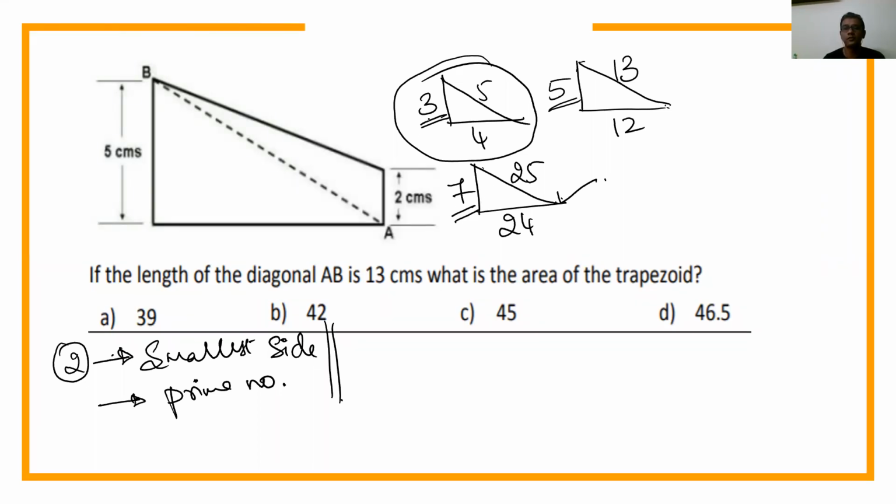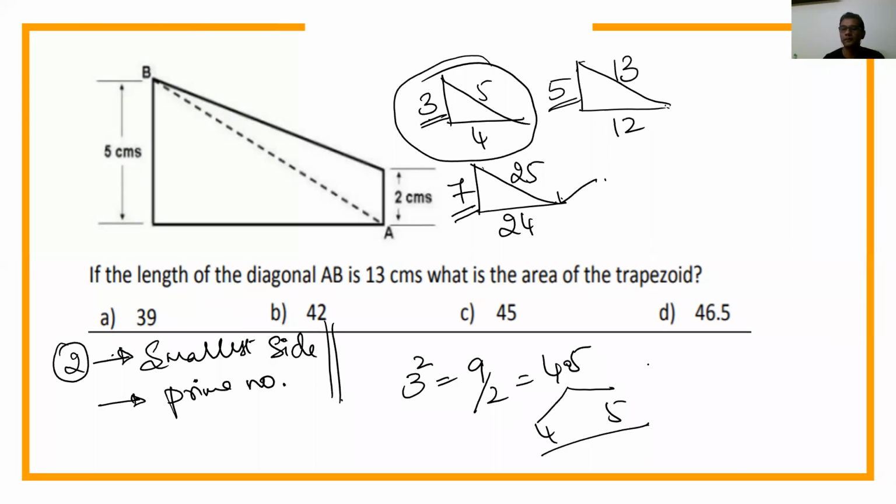Now let's look into this. Can you tell me what is 3 square? 9. Divide 9 by 2. What do you get? 4.5. Split 4.5 as two parts, 4 and 5. These are the two other sides of the triangle.